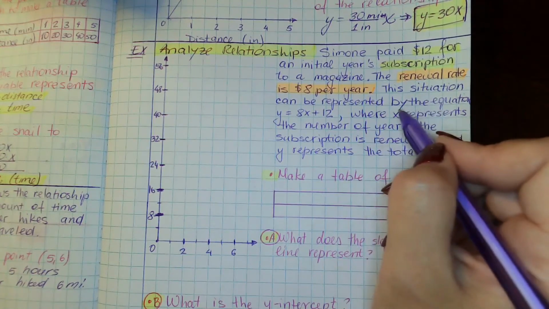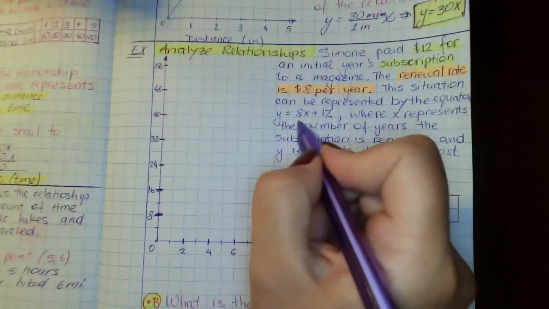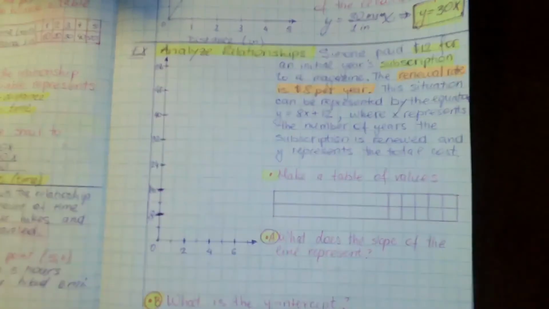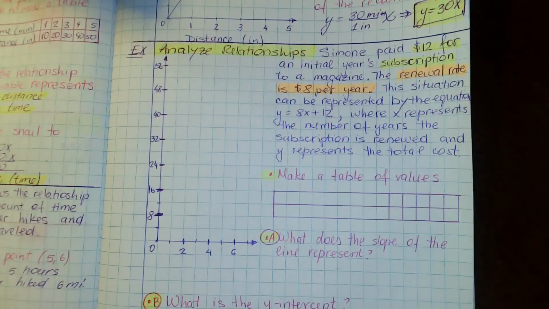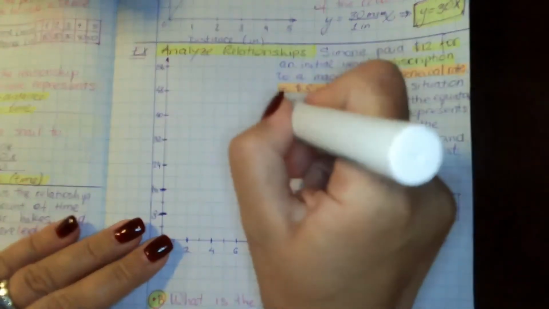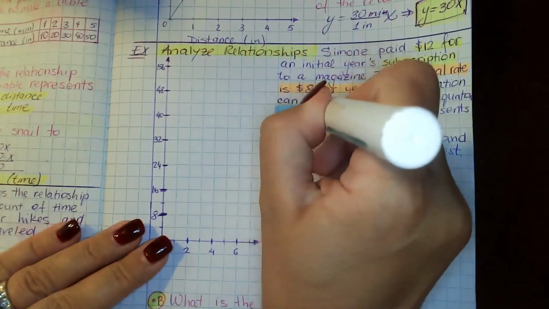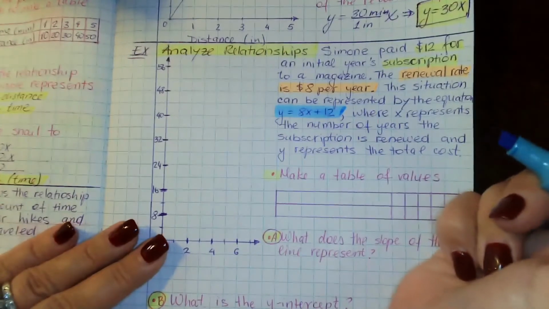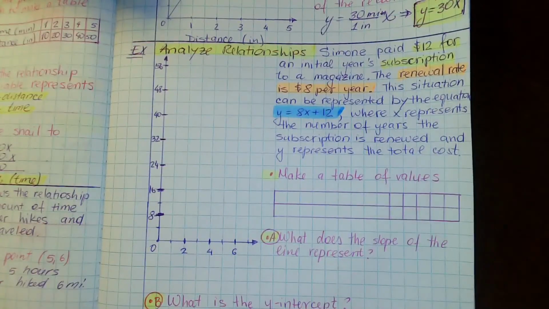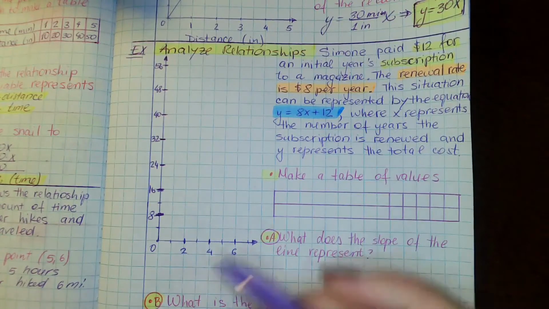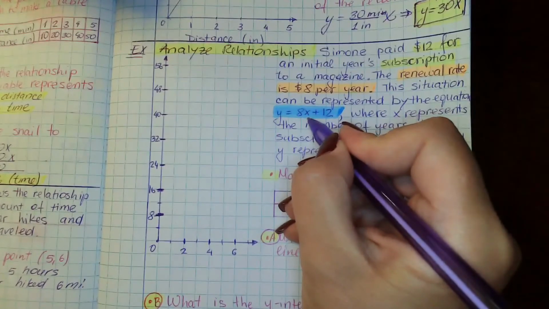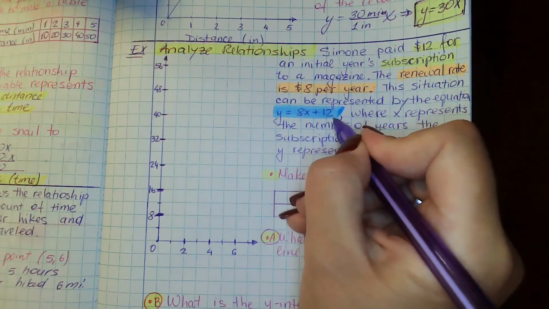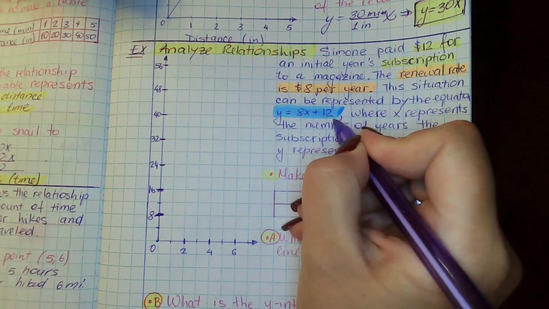This situation can be represented by the equation y equals 8x plus 12. So we have in the equation y equals, in other words, the cost will be calculated based on the equation. 8x is 8 multiplied times the number of years, plus 12. 12 is the constant, that is your initial subscription.